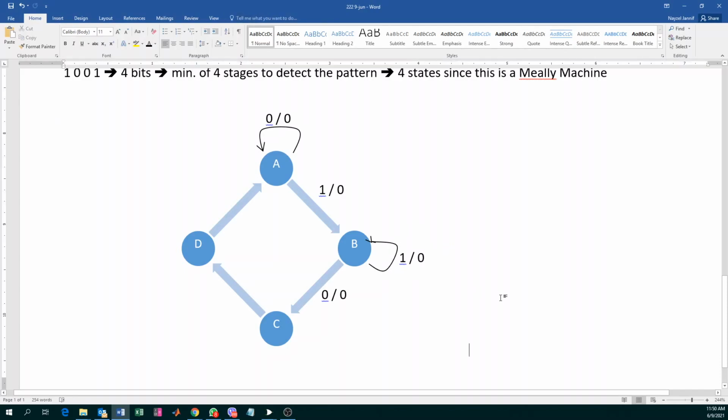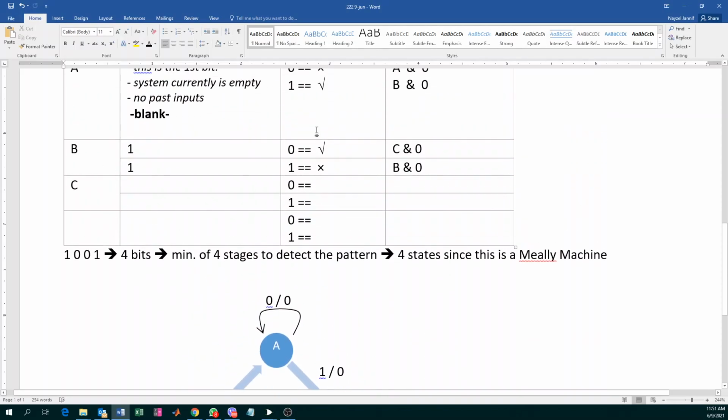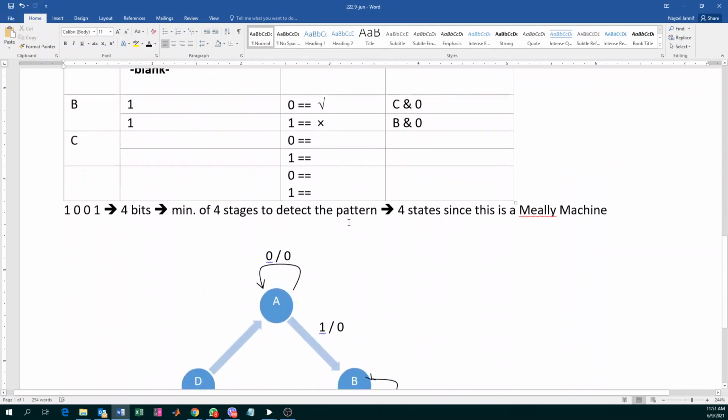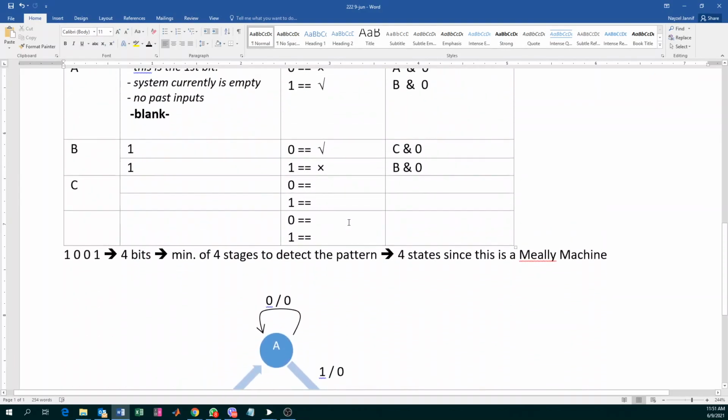If your input was a 1, all right, I'll explain more about this later. How did we go from B to B? Let's just continue and finish this table up, and then we can further look at it. All right. Okay, let's look at C now.